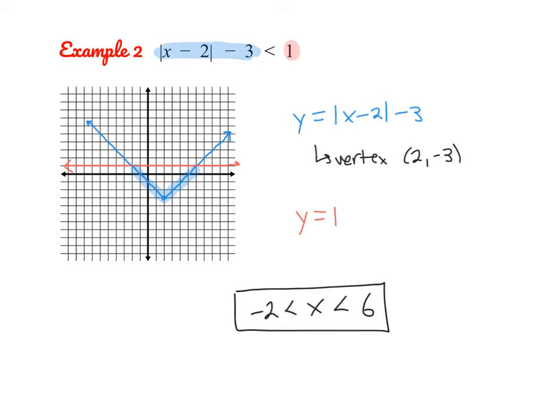Again, the only reason that we're just doing less than and not less than or equal to is because the original inequality has simply less than. So again, it's everything from -2 to +6.